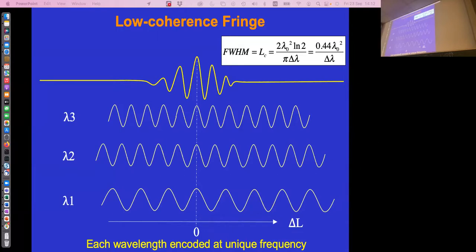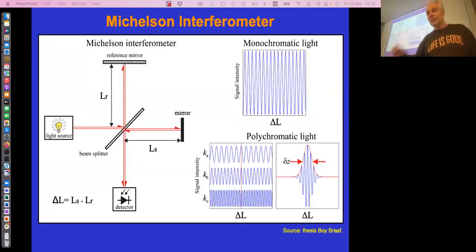It's a shorter coherence length. So your delta lambda is large, and you divide by it, so your coherence length is very short, and that gives you a high resolution image. You can discriminate different lengths in your path length in your reference arm. Oh, sorry, in your sample arm.